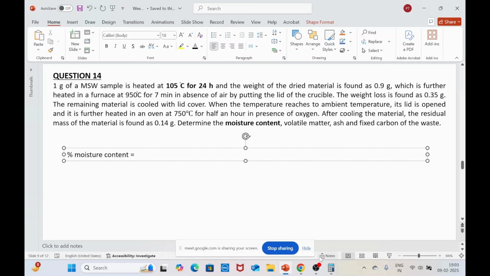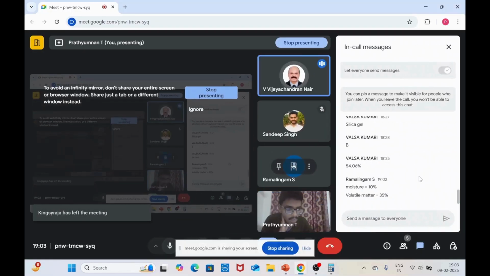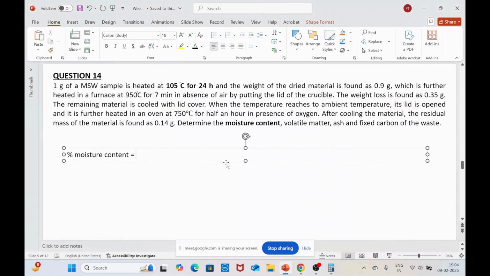What is the percentage of moisture content? Anyone? 10 percentage, yes, that's correct. So it is nothing but 1 minus 0.9 by 1, times 100. So that will be 10 percentage. So next you have is your... oh sorry, 10 percentage, thanks.